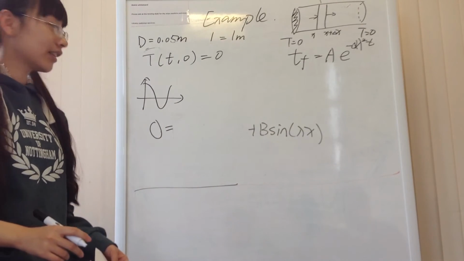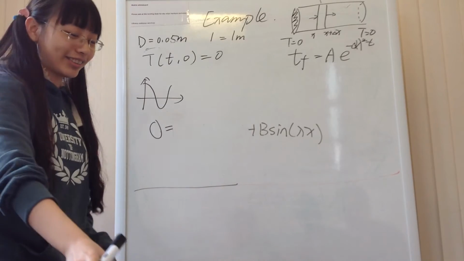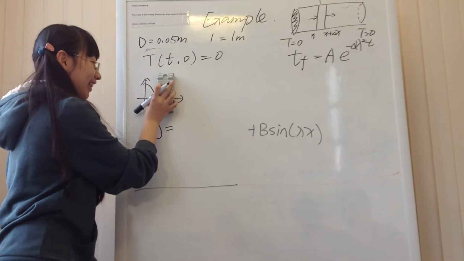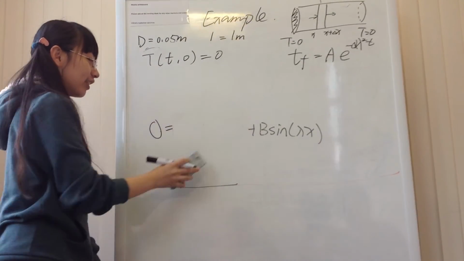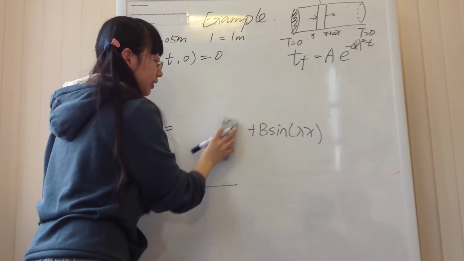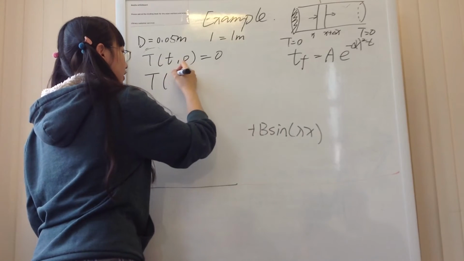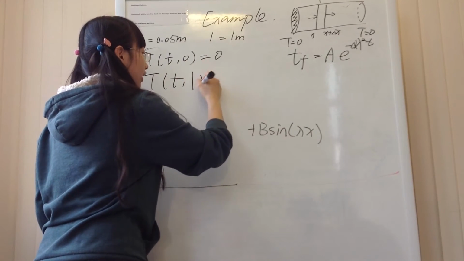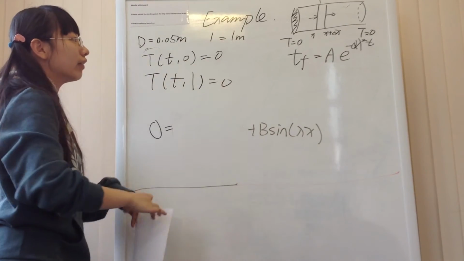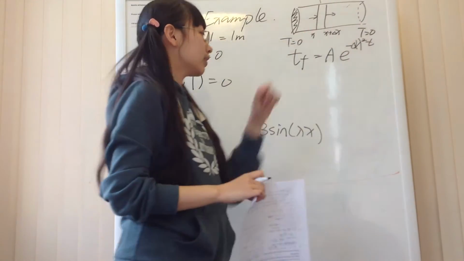That should be... Oh, yeah. Cosine 0 is 1, right? Sine 0 is 0. So a equals 0, and you don't have that term then. And the other one is t1 equals 0. That is, when t reaches this point, it's still 0.